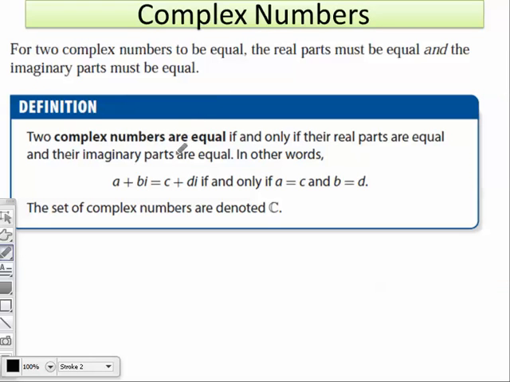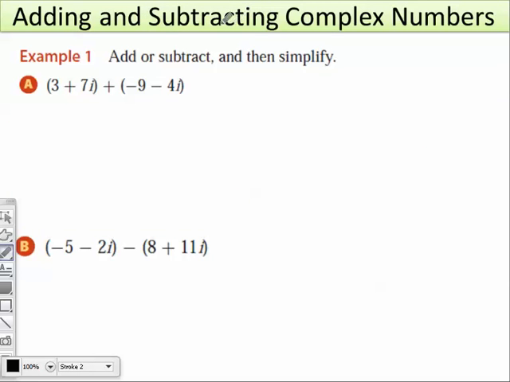If I'm comparing complex numbers, I have to make sure that both the real portion and the imaginary portion are congruent to each other, are the same values. If they are, then you can say two complex numbers are equal to each other. To make certain they're equal, you have to make certain of that.